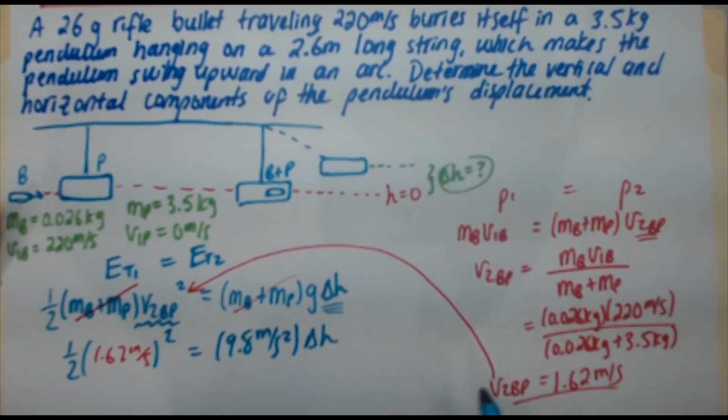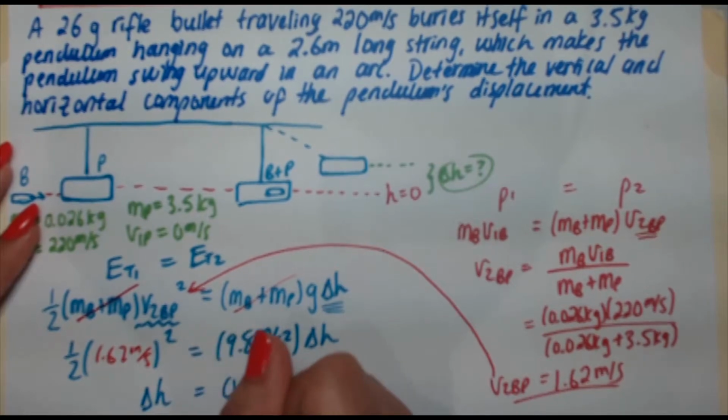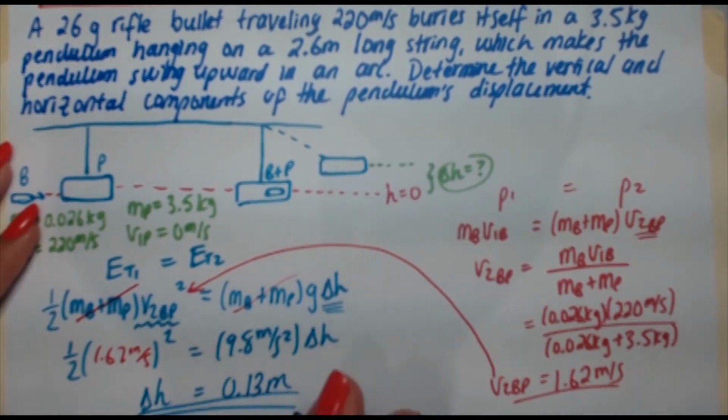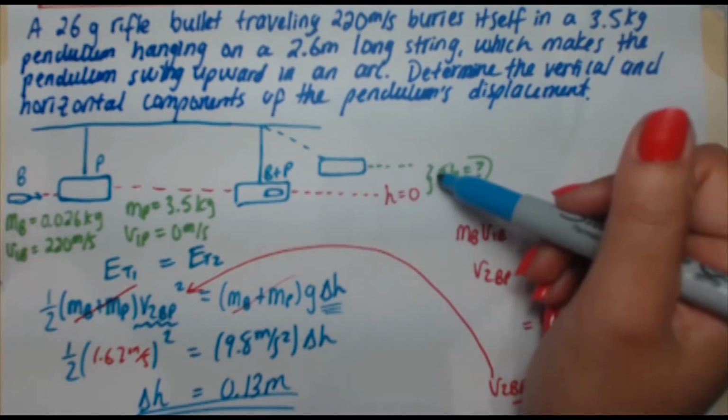So this is really simple. Square this number, divide by 2, divide by 9.8, and you're going to get delta h is equal to 0.13 meters. Okay, so that's the vertical height that it rises with. Now we got to find the horizontal, right?